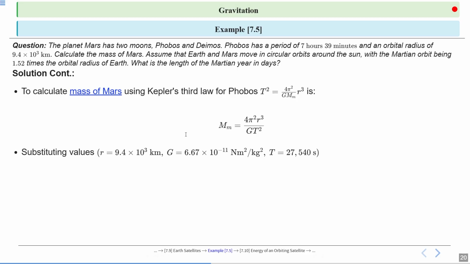Substituting the values, r equal to 9.4 into 10 raised to the power 3 kilometer, and the value of G, you will get the M. So M equal to 4 pi square into (9.4 into 10 raised to the power 6) whole cube, divided by 6.67 into 10 raised to the power minus 11 into (27,540) whole square. Solving this, you will get 6.42 into 10 raised to the power 23 kg. This result gives us an idea of the scale of planetary masses and how they can be determined using data.